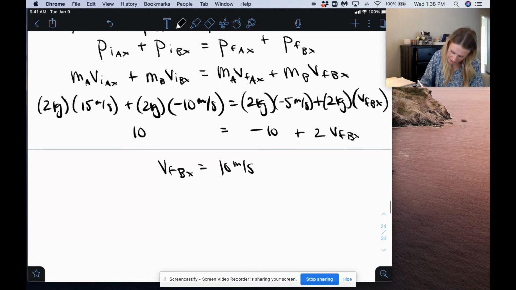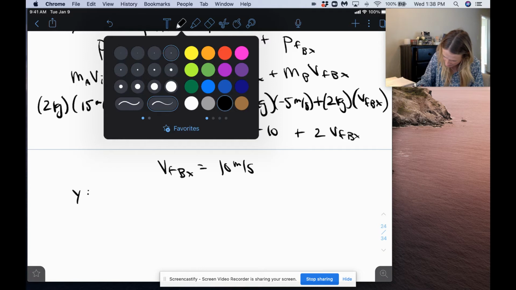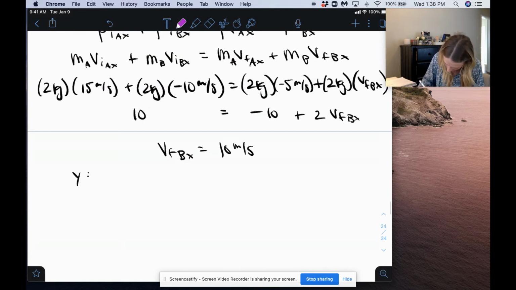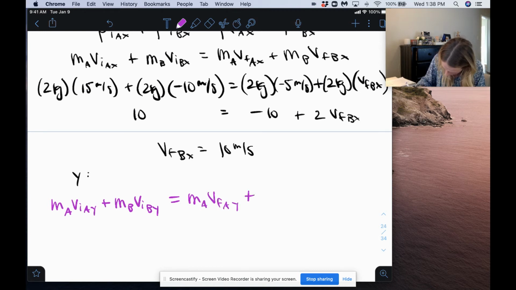Now doing the same thing for the y direction, I have mass of A, v initial A in the y direction, plus mass of B, v initial B in the y direction, equals mass of A, v final A in the y direction, plus mass of B, v final B in the y direction. So momentum is conserved in the y direction as well.